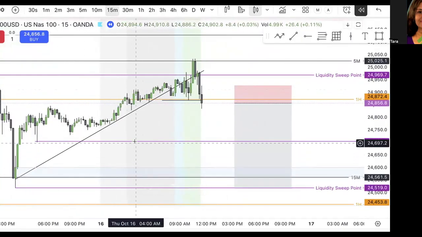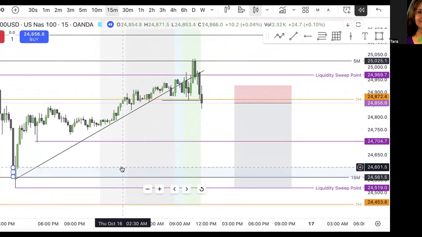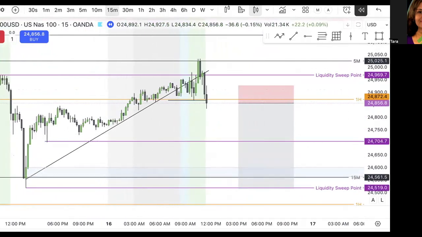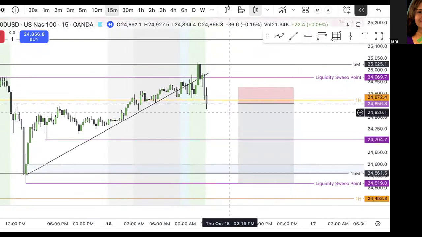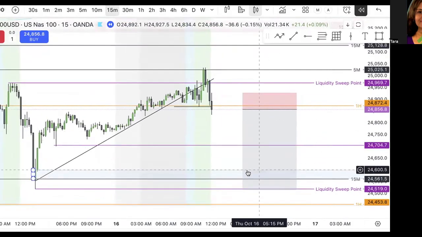So we would definitely be taking profit at these areas. I'm just giving you an idea of where you could remove some profit, where you could secure some profit, and let's see what happens next.